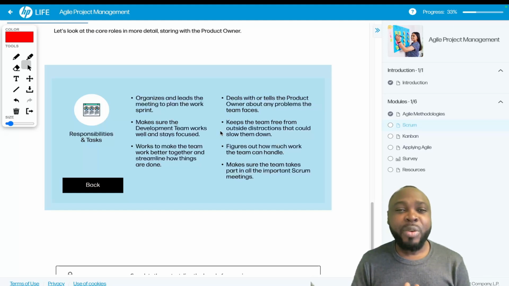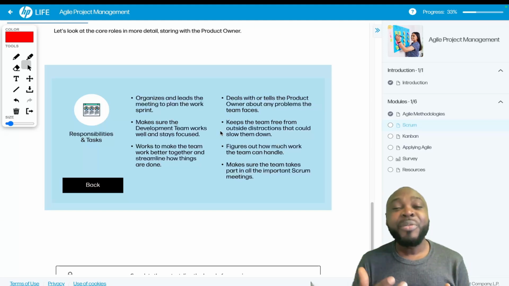He makes sure the development team works well and stays focused. He also works to make the team work better together and streamline how things are being done. If there's an argument or disagreement between the team members, this is the person who comes to resolve the issue and make sure everyone is happy. He tells the product owner about the problems the team is facing. Just as we said earlier, he interfaces with the product owner. The product owner goes back and interfaces with the business owners or the customers or users, as it were.